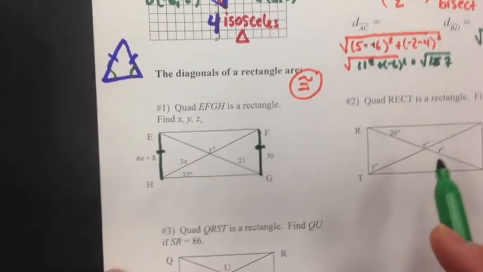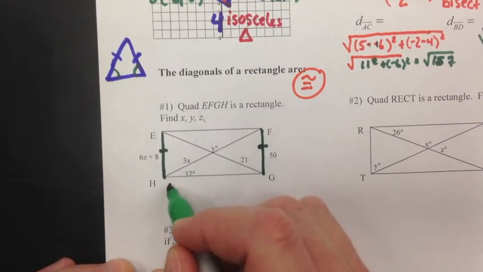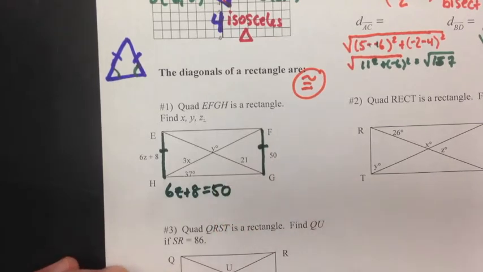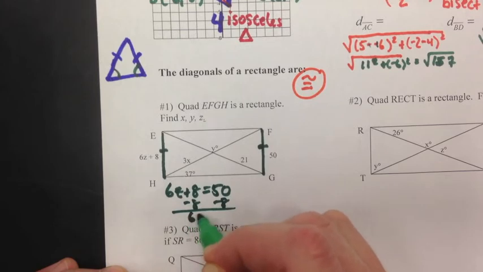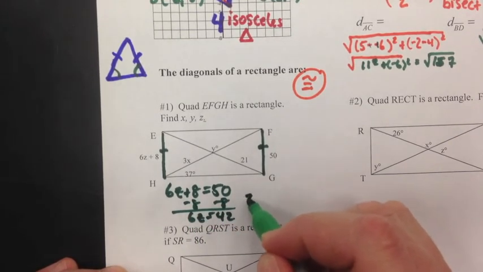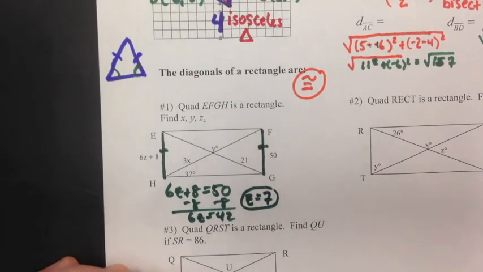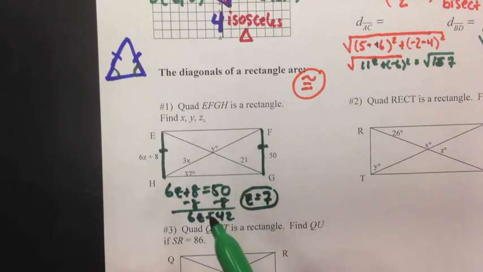So right away we can say 6z plus 8 equals 50, and now we'll solve it. So we'll go minus 8. So 6z is 42. Divide by 6, and we get z is equal to 7. Alright, so there's z. Okay, now let's look on the inside of this picture.